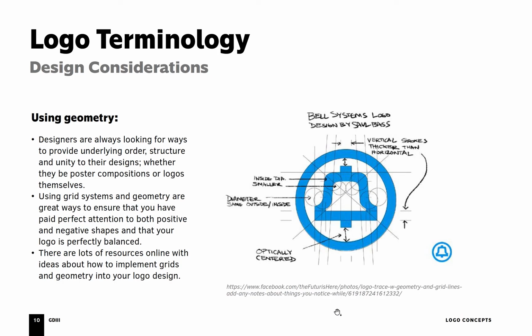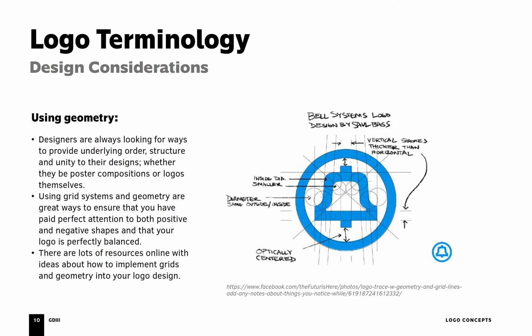Whenever you're working with logos, this is like my graphic design 3 level up comments here. Whenever you're working with logo design, like we want to make them tight and perfect and not just sort of flop stuff down in a way that like feels right. So designers are always looking for ways to provide underlying order, structure, and unity to their designs, whether they be poster compositions or logos themselves. And using grid systems and geometry are great ways to ensure that you've paid perfect attention to both positive and negative shapes and that your logo is perfectly balanced.